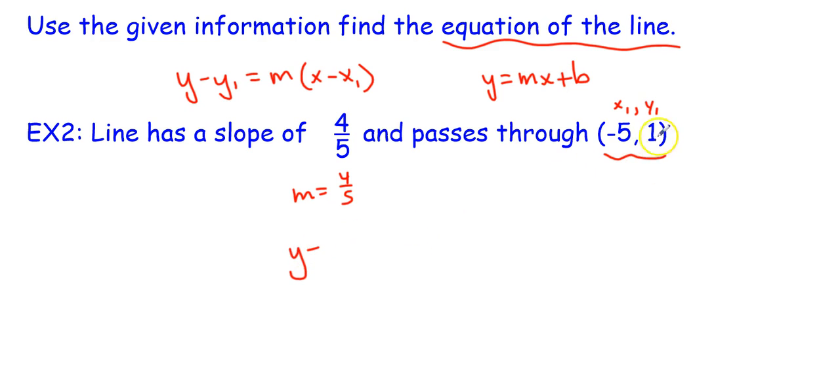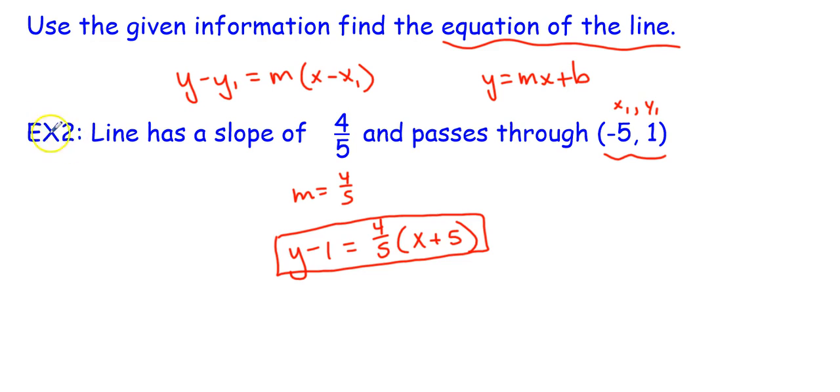I need y minus, and my y1 here happens to be 1. That's the y coordinate of the point that I can work with. And that's equal to the slope. I know that's 4/5. That's given straight away. Times the quantity x minus the x coordinate of the point that it passes through. And that happens to be a negative 5. So that turns into a minus, a negative turns into a positive, and I'm done. That's it. I've got the equation of my line. No more extra work to do, and that's that.